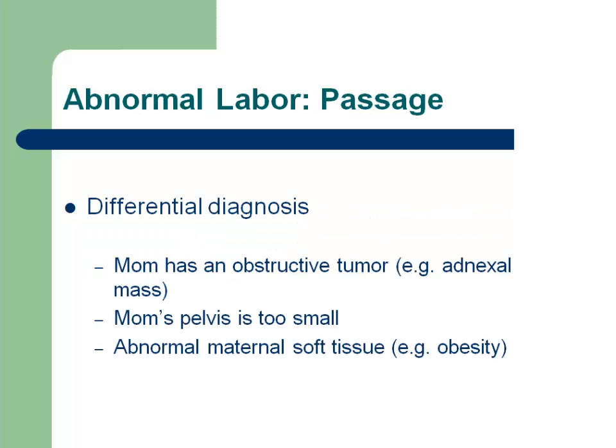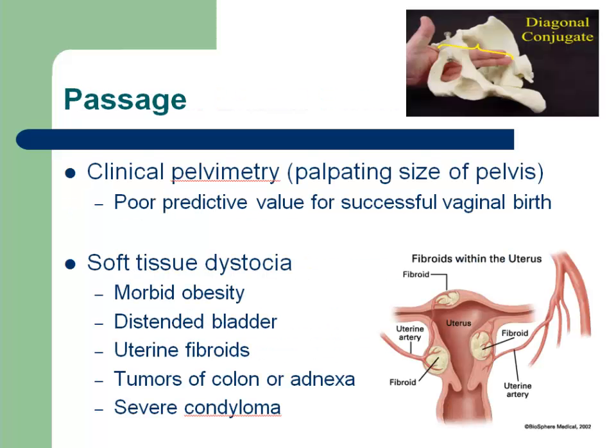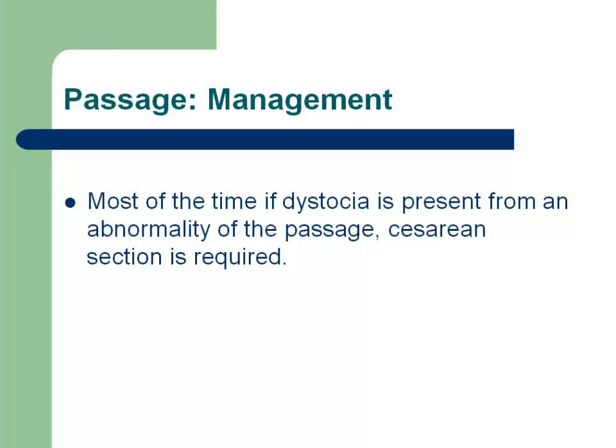The third category to consider as a cause of dystocia is the passage or maternal pelvis. A differential is listed here. It is recommended practice for clinicians to palpate a pregnant woman's pelvis in an effort to determine if the size is adequate for a vaginal delivery. This palpation is referred to as clinical pelvimetry. However, clinical pelvimetry has poor predictive value for successful vaginal birth. Soft tissues in and around the pelvis can also hinder progression of labor and can arise from the conditions listed on this slide. Abnormalities in the passage often require cesarean section.